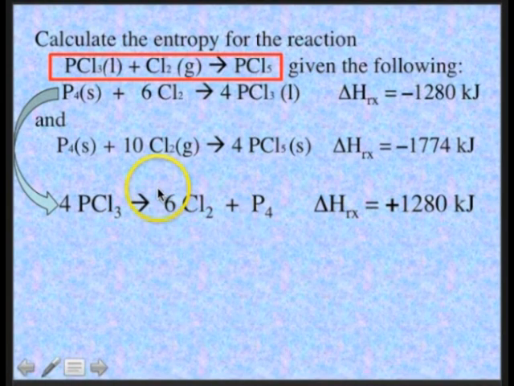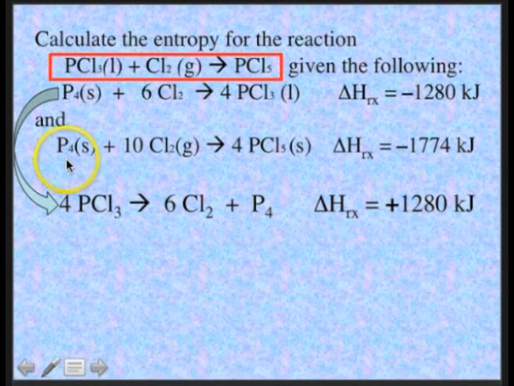Why did we flip it? Because in our target, PCl3 is on the reagent side, and in our given reaction, it's on the product side. So we flip it around to put PCl3 on the reagent side. And in doing that, we change the sign of the enthalpy.